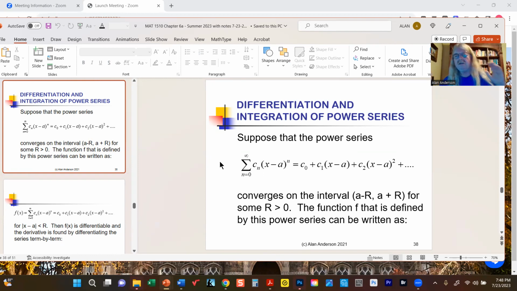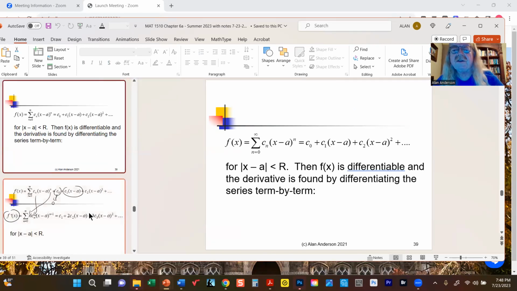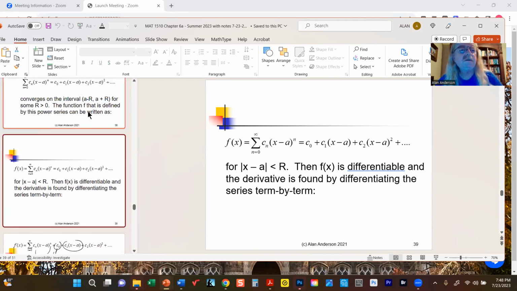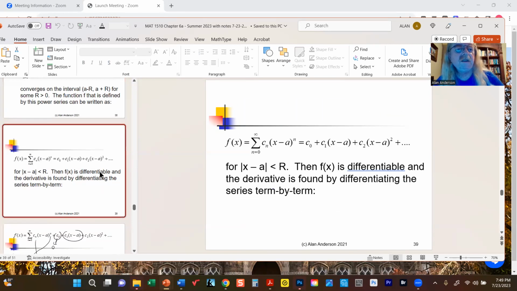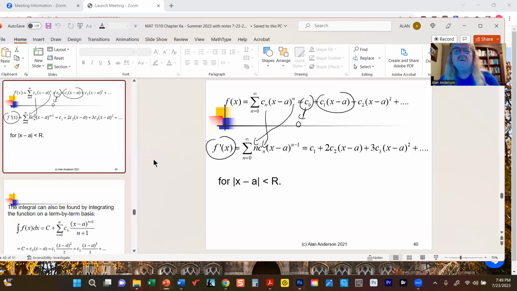It doesn't have to be on the entire real number line. As long as there's an interval over which it converges, then what we can do is express this as a function, and that will apply to all x, absolute value x minus a, within that range of convergence. And then if that's the case, then f of x is differentiable. And what we're going to do is actually just simply apply the power rule to each term one at a time. And here's what we're going to wind up with.